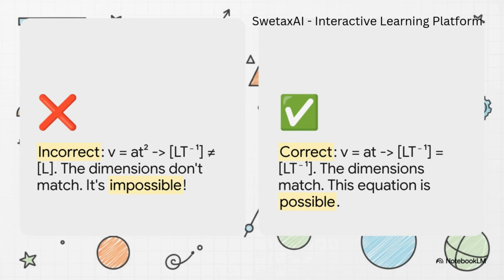Now look at the right. V equals AT. We check the dimensions, and they match perfectly. This is how you spot the wrong answer in 10 seconds flat.